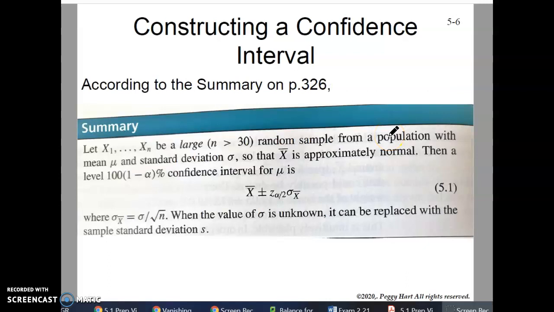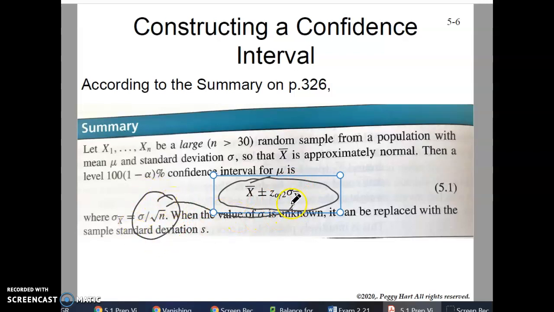According to this summary in your book, I just copied it because it was a lot easier than typing it out. If we have a large sample, then this confidence interval will be x bar plus or minus some Z value, looks like a normal distribution value, times sigma of x bar, which is sigma over square root of n. So notice that's going to go there. We've been doing this kind of thing, a mean plus or minus some kind of standard deviation-y thing.